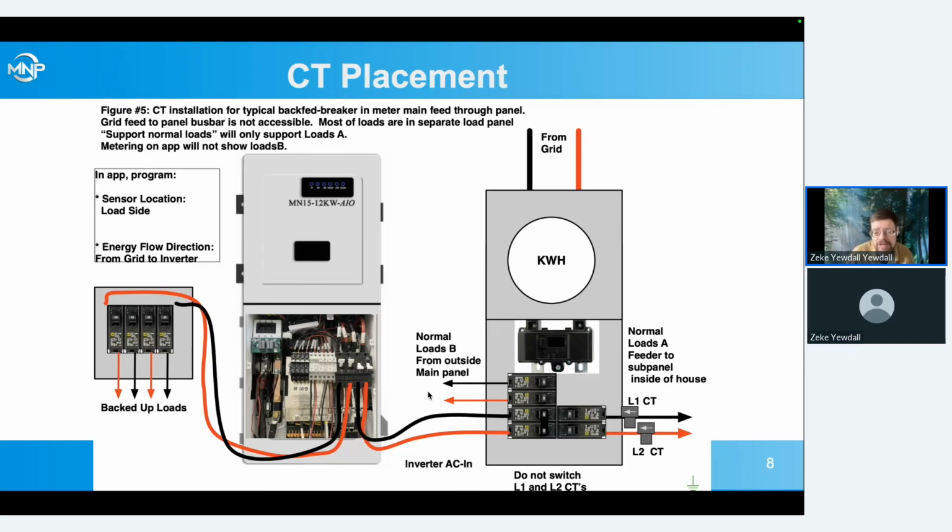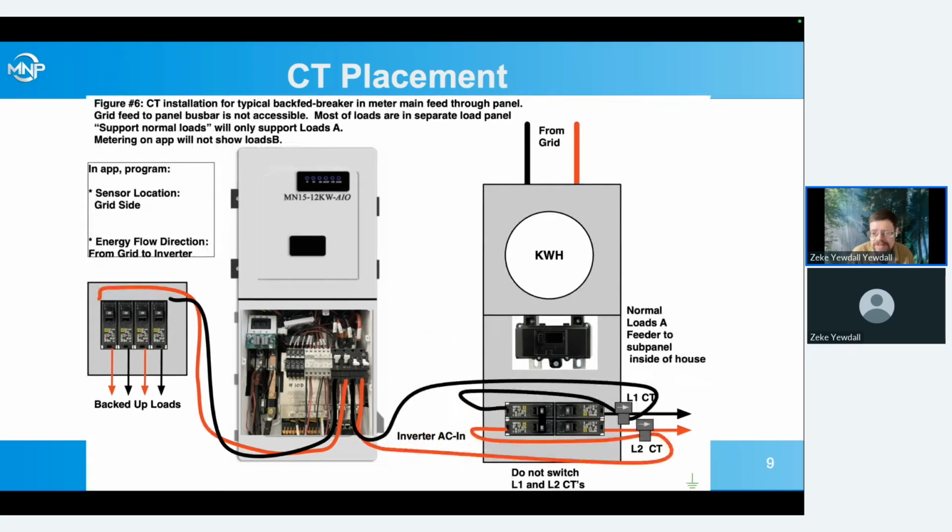Depending on if you have no loads in the outdoor panel, this can be just as accurate as getting the CTs up here above the meter. If you've got some loads in this outdoor panel, those are still going to be ones that the inverter is blind to. It won't be able to support normal loads with those, and it won't add those loads into its grid total that it's showing on all the metering on the graphs on the app and such.